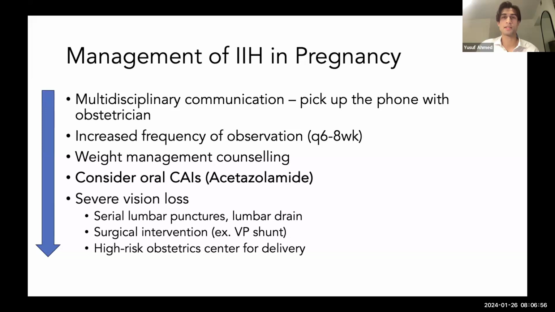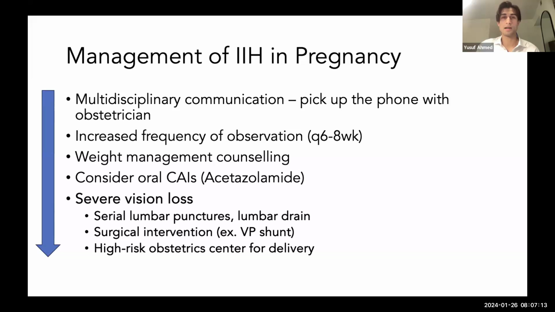Moving on to a bit more escalating severity, it's okay to consider oral carbonic anhydrase inhibitors like Diamox, but if a patient can't tolerate them, or if they have fulminant, very severe papilledema, you probably have to escalate therapy a bit more. And at that point, you can consider serial lumbar punctures, lumbar drain, like we mentioned, or a surgical intervention with a VP shunt, and then also having the patient deliver at a high-risk OB center.